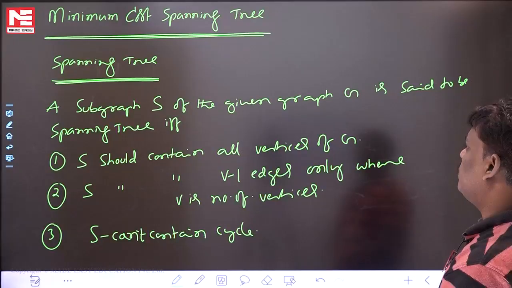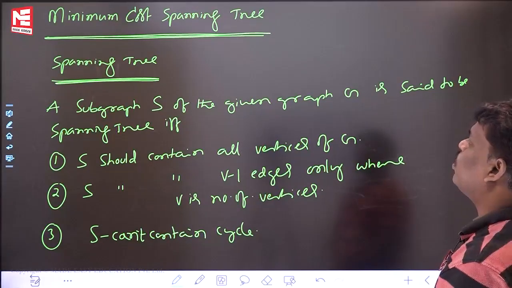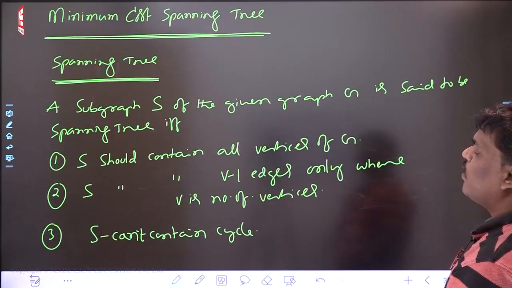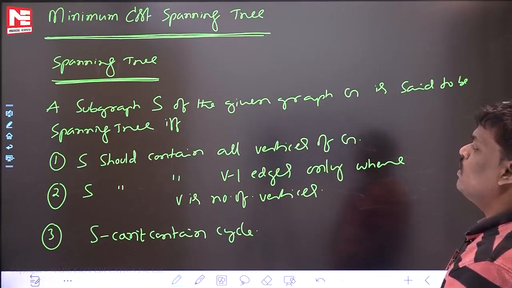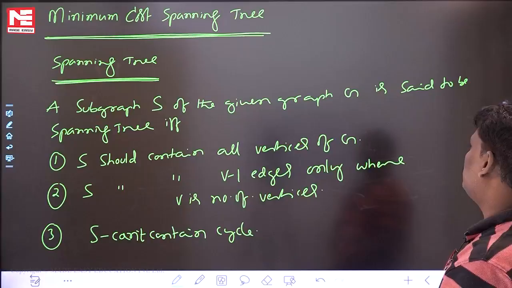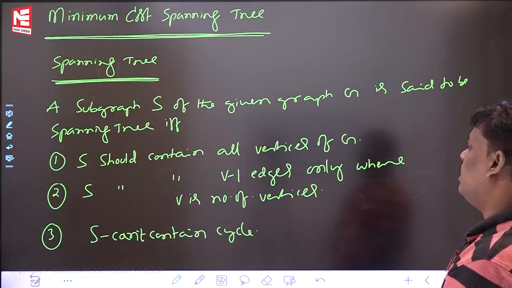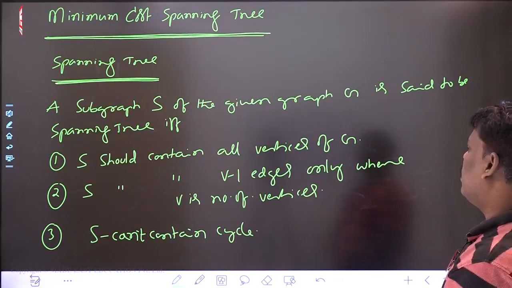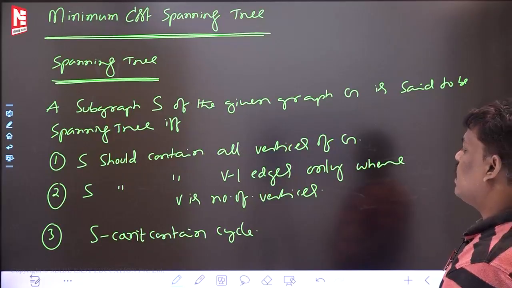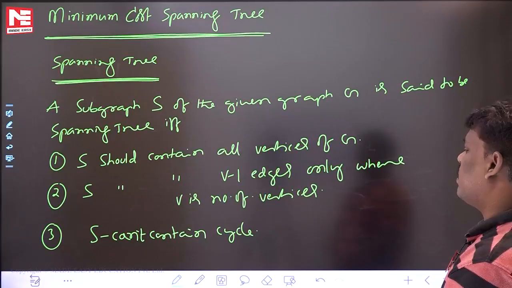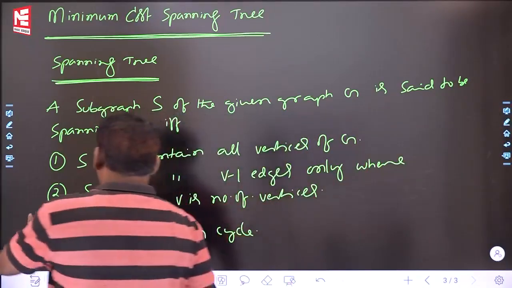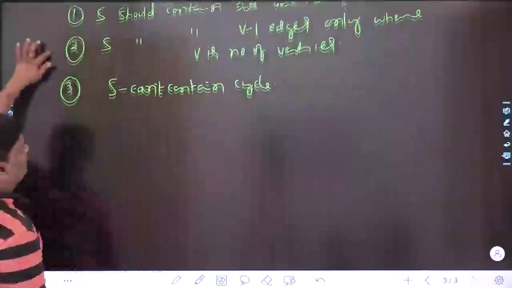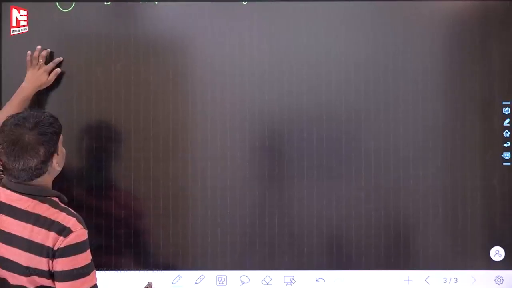Please be careful. Minimum cost spanning tree is very, very important. So I started. The fundamental thing required is the spanning tree. A subgraph S of the given graph G is said to be a spanning tree if and only if: 1, S should contain all vertices of G; 2, S should contain V minus 1 edges, where V is the number of vertices; 3, S cannot contain a cycle. This is the definition. With the help of one example, everything will be clear. See the example.